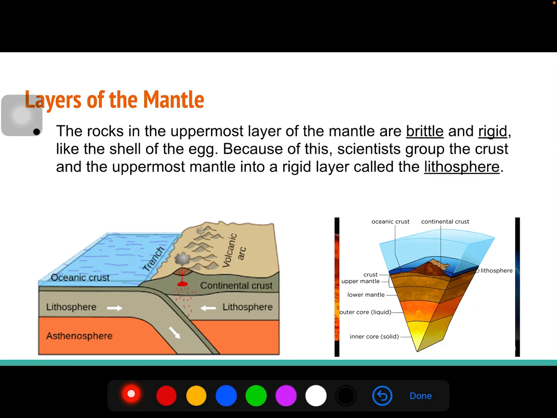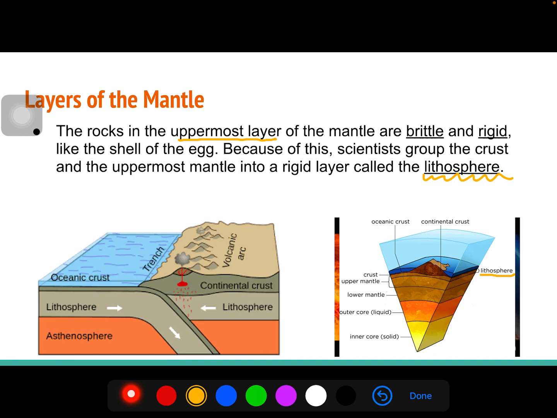So the layers of the mantle, we've got two. Now the upper mantle section has kind of similar characteristics to the crust because it's attached to it. This upper layer does have a brittle and rigid characteristic similar to the shell. We know that section of the mantle as the lithosphere. And if you look on your original picture, I kept that lithosphere labeled there.